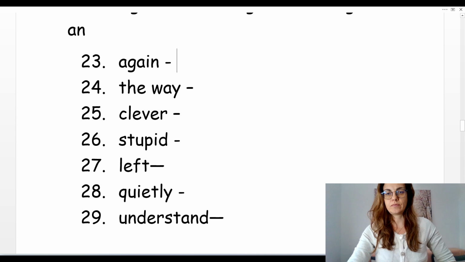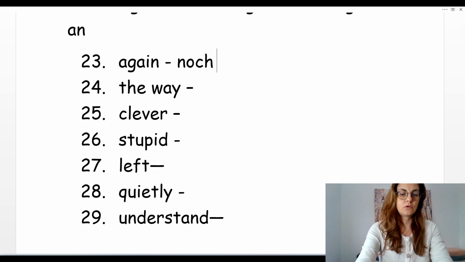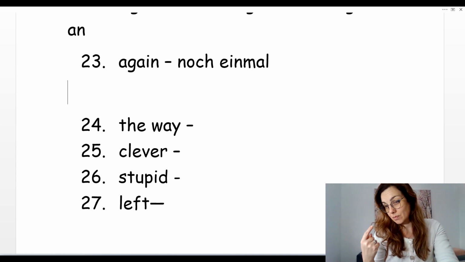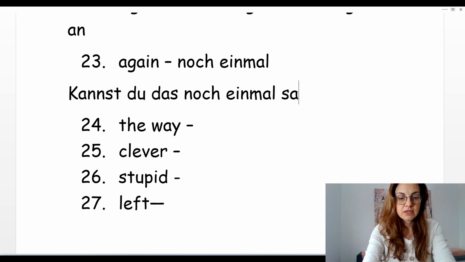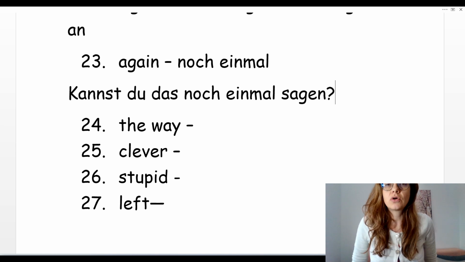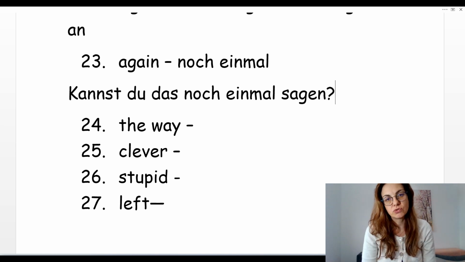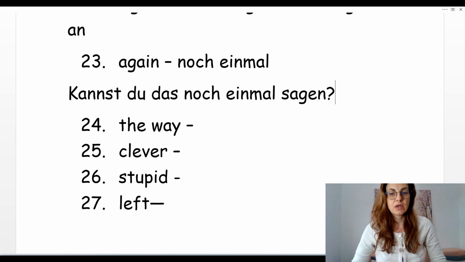Again is noch einmal. Can you say it again, please, for example? Kannst du das noch einmal sagen? Noch einmal sagen. Kannst du das noch einmal sagen?